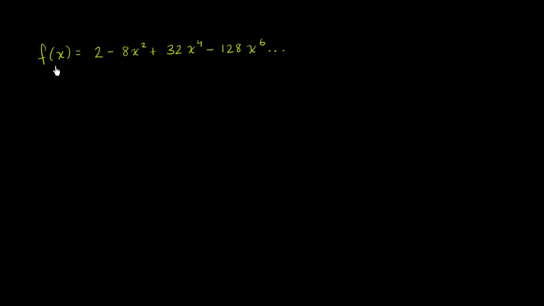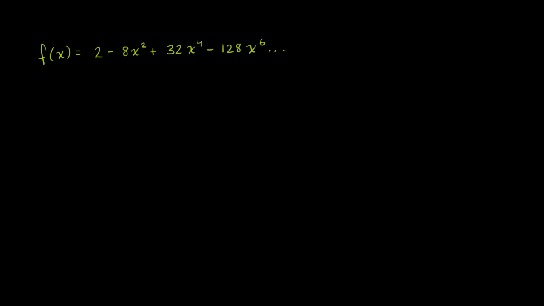We have a function here being defined by an infinite series. And this infinite series, if we look with a little closer inspection, it's clearly a power series. Each term is a power of x being multiplied by some coefficient. So this, for example, is 2 times x to the 0. That's just 2.